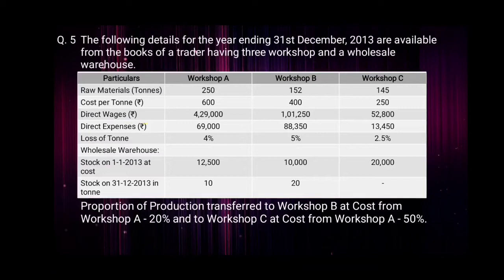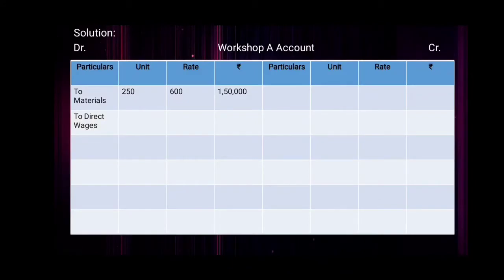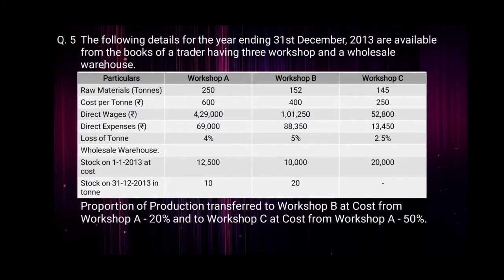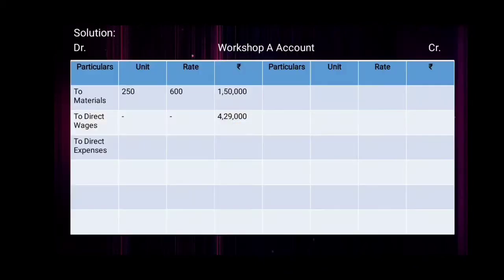Next, direct wages for workshop A is given as 4 lakh 29,000. To direct wages, total amount will be 4 lakh 29,000. Next, direct expenses, which is given as 69,000 for workshop A. To direct expenses, amount will be 69,000.